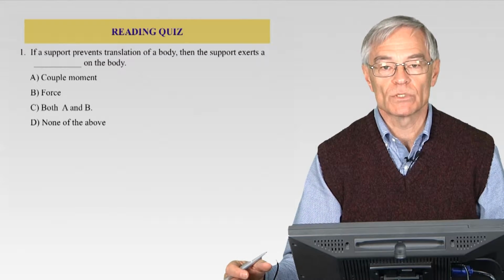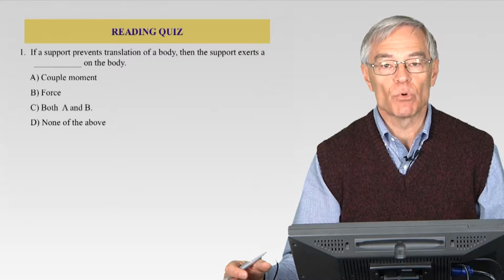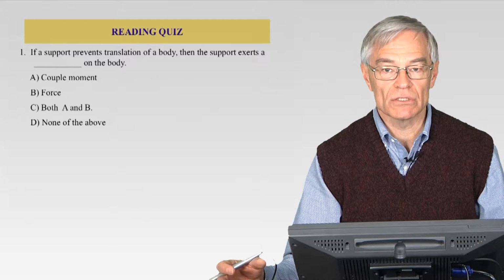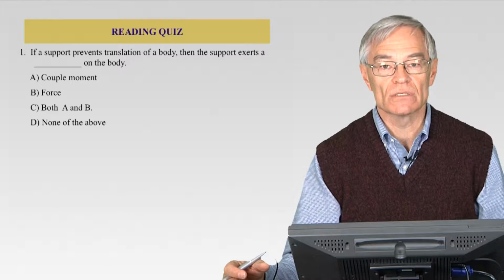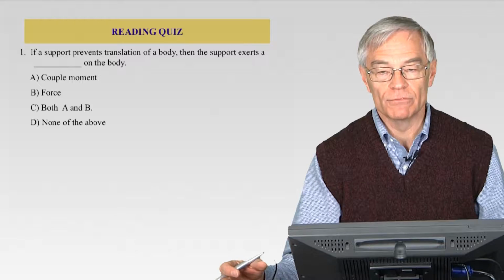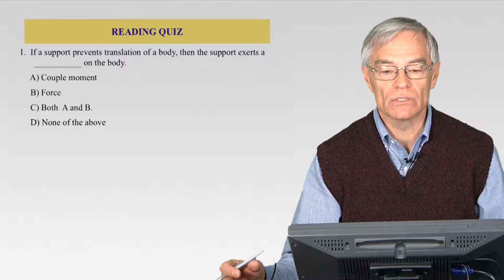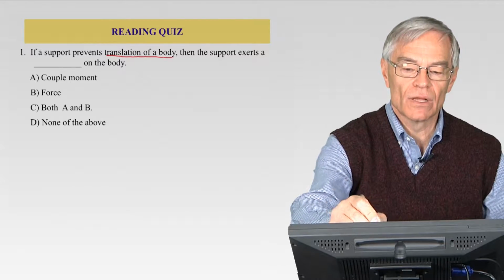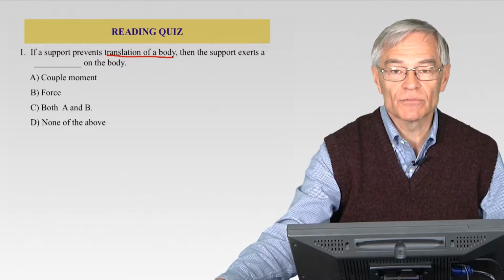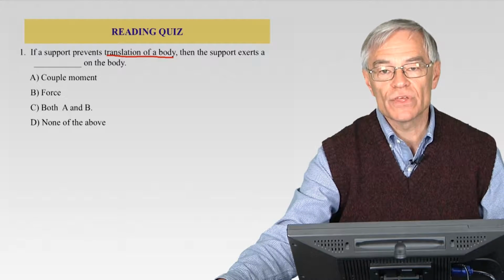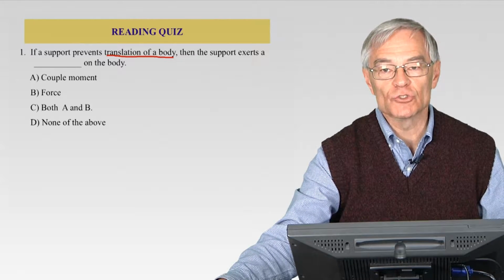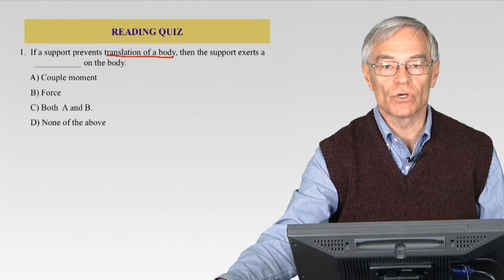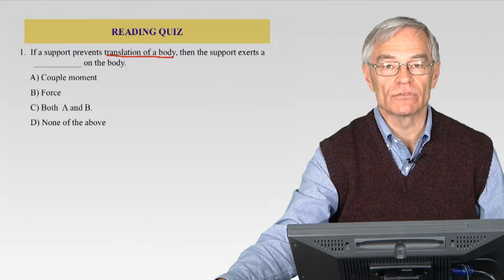B, a force, a simple force. C, a support could be both A and B. In other words, think about what translation means. Or D, none of the above. So the key words in this question are translation of a body. So think about it: if a support is preventing a translation, then what sort of thing does a support exert on the body? Think about that for a second.